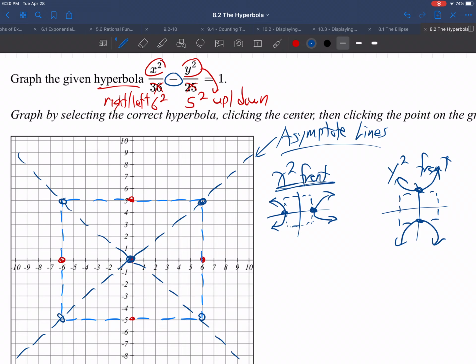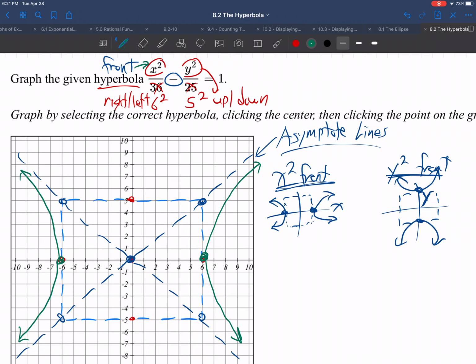So if x squared's in the front, it's going to go right, left, because the x-axis is right and left. If y squared's in the front, it's going to go up and down because the y-axis goes up and down. Which one do we have in the front? We have in the front x squared. So the branches are going to go right and left because x squared's in front. So starting in the middle of the box on the right, one of the branches will get closer to those asymptote lines forever on the right, and then over here on the left, it'll get closer to those asymptote lines forever. They're guidelines. They guide the branches.